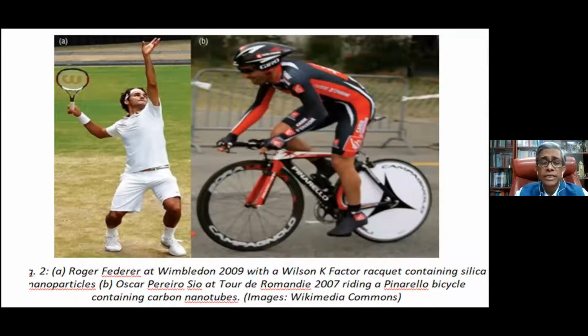I don't have to say anything when I see Roger Federer using a racket which contains nanoparticles. I think that's why he's winning. Yeah, he won 20 times, 25 times. He's a Grand Slam champion. And also the Oscar Pereiro bicycle: both have carbon nanotubes, and that's why they get a high strength to weight ratio, those kinds of properties that we can achieve.